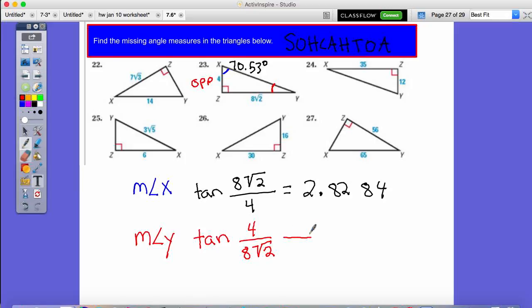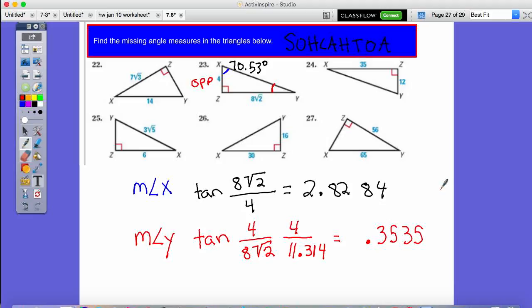So this is 11.314. I'm going to round it to 4 divided by 11.314 is a ratio of 0.3535, and it continues on. That's the tangent ratio. I want to know what angle that equates to.